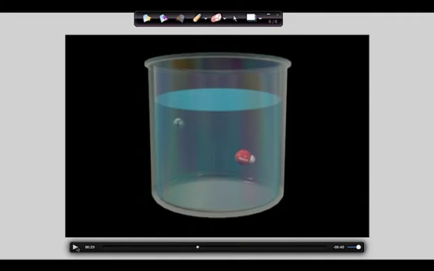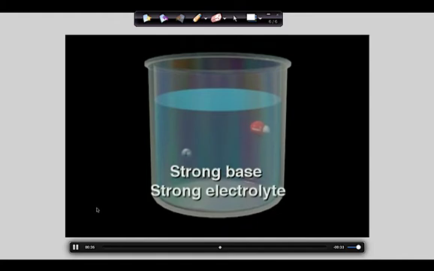See it? So guys, here we've got our sodium, here we've got our hydroxide. Will those ever get back together? Strong base. It is completely ionized in solution. It is referred to as a strong base. It is also, of course, a strong electrolyte.